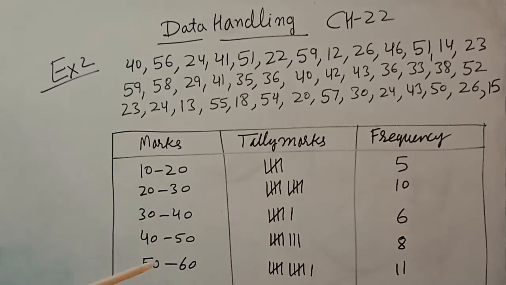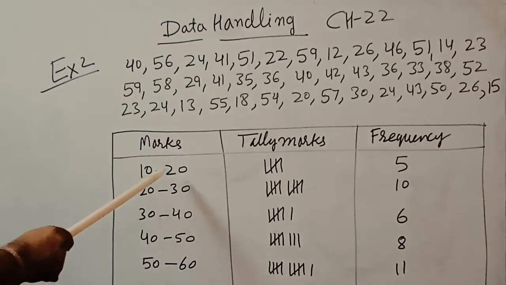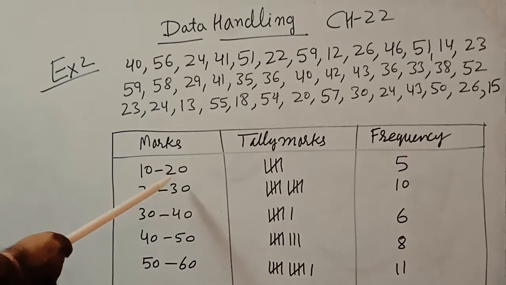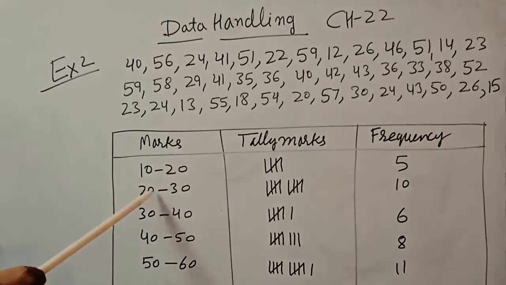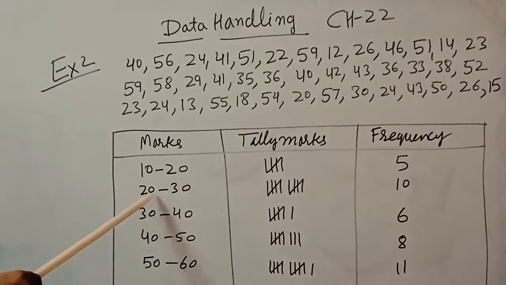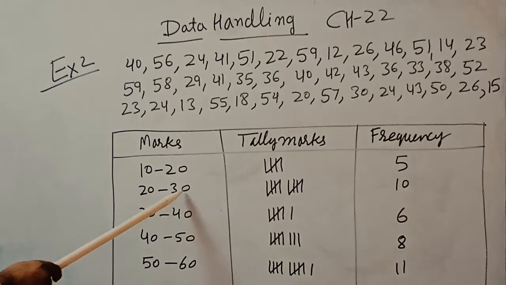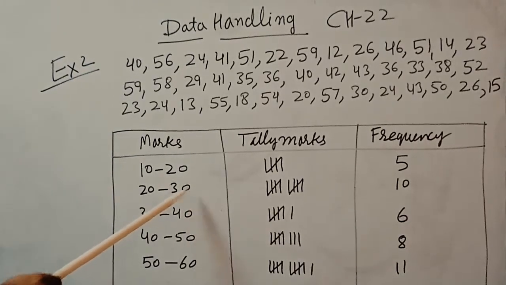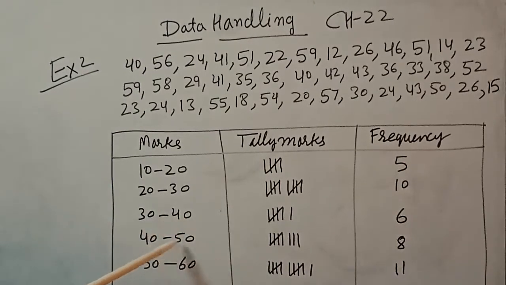In this group we will write how many students got 10 to 20. But remember that 20 will not be included in this group. 20 will be counted in the group 20 to 30. Similarly, 30 marks is not counted in this group; 30 will be counted in the next group. Similarly 40 in the next group and 50 in the next group.